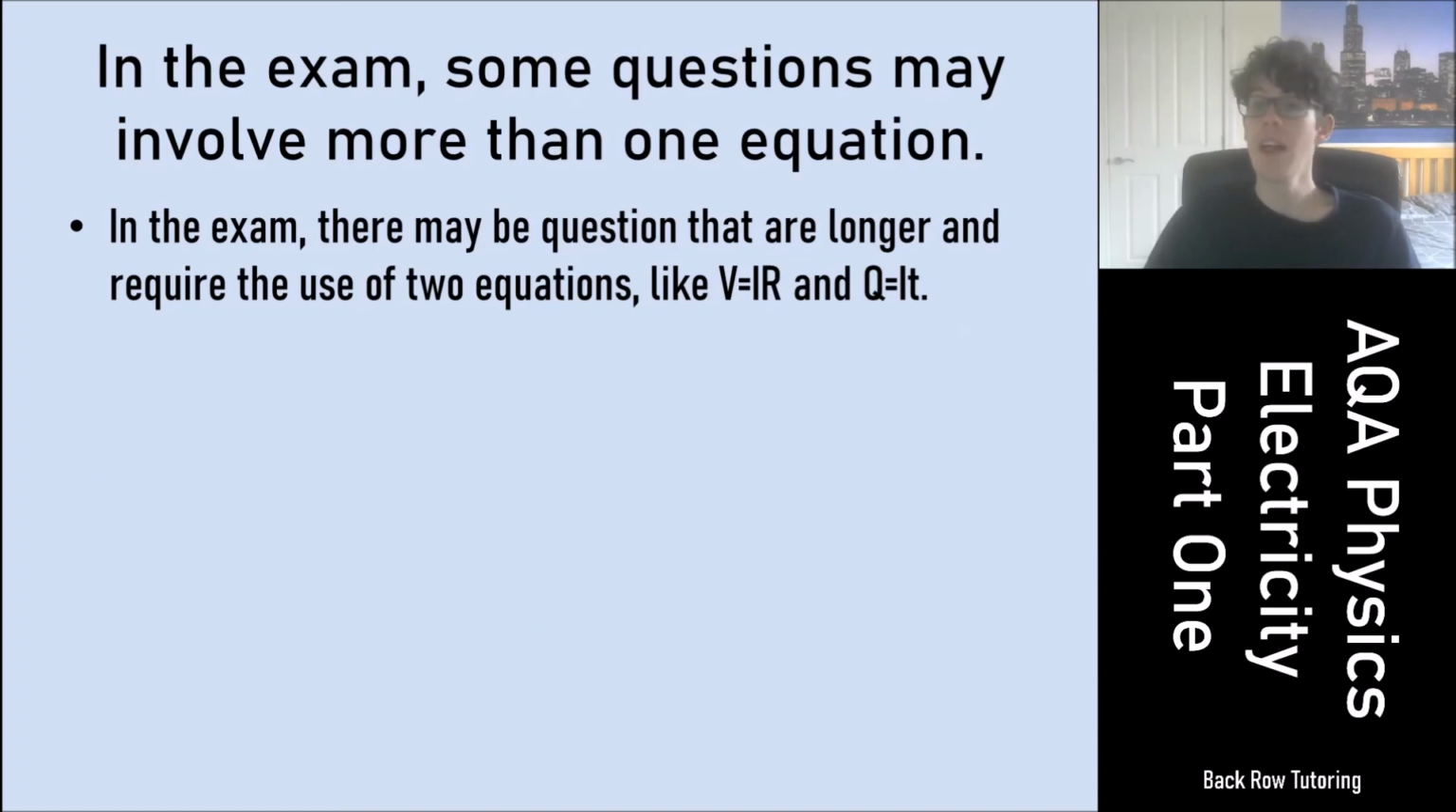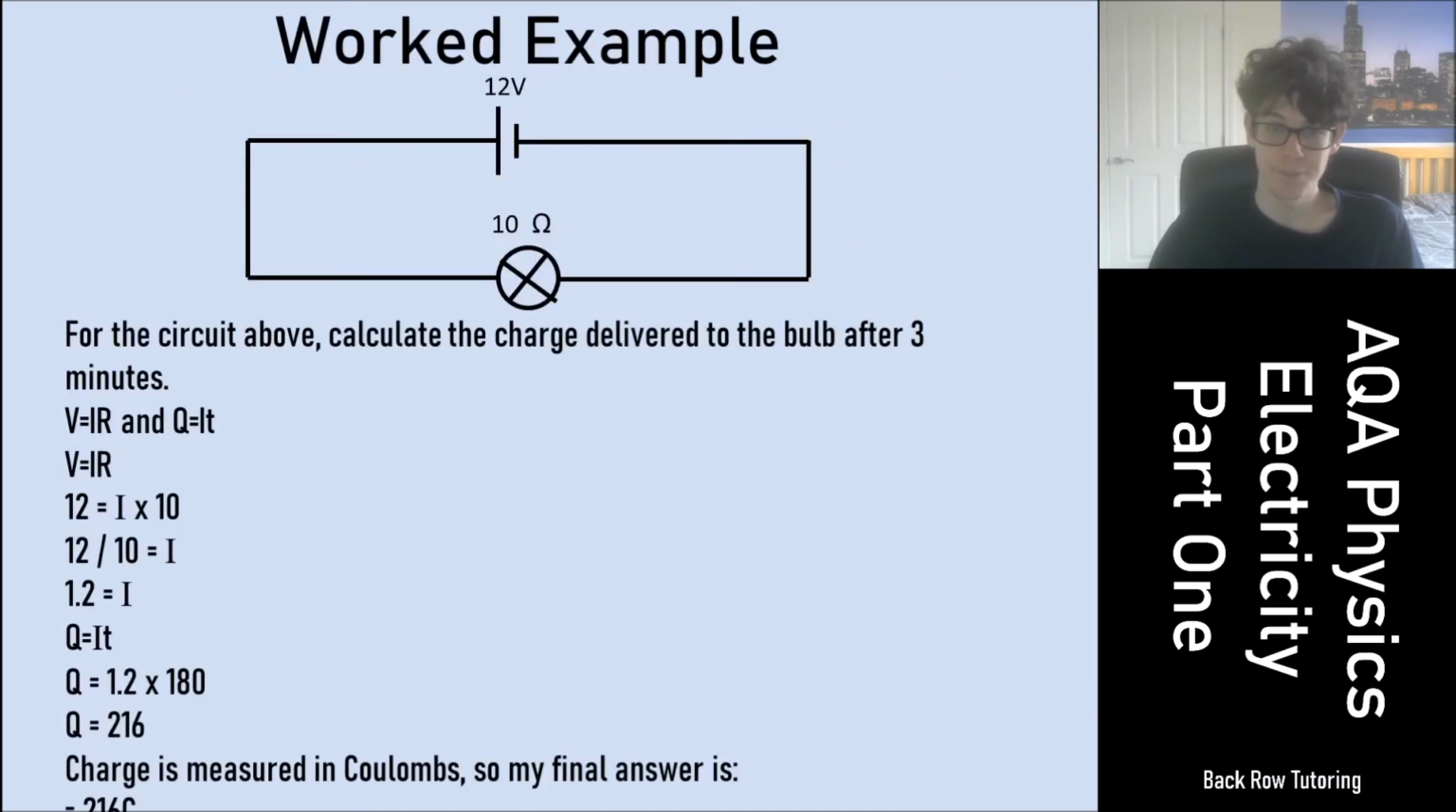In the exam, some questions may involve more than one equation. So when you sit the exam, there might be a question that's a bit longer and require the use of 2 equations, like V equals IR and Q equals IT. For the circuit above, calculate the charge delivered to the bulb after 3 minutes. Okay, so we know that V is equal to IR and we know that Q is equal to IT. Firstly, what we need to do is try and find the current supplied. Because once we've found the current, we can then use the second equation, Q equals IT, to find the charge.